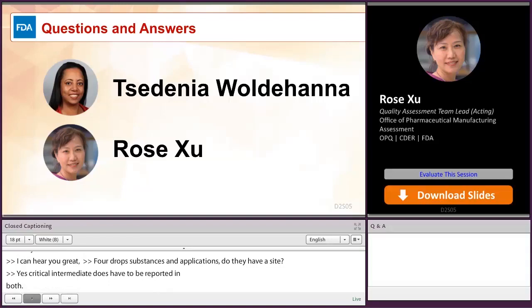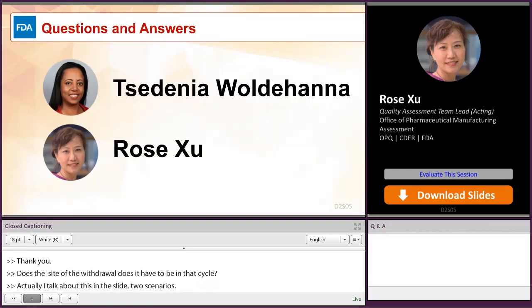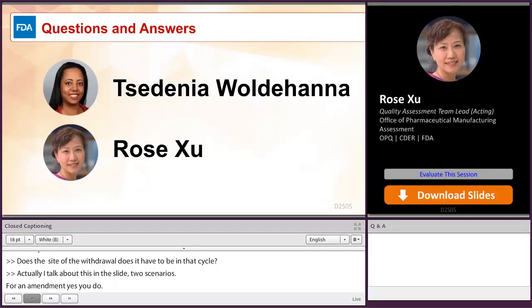Well, actually, I talked about this in my slides. So there's two scenarios. One, if it's for amendment, yes, you do. You need to, because this facility has not been approved yet in these applications. Even though it's withdrawal, you have to put all this withdrawal in the life cycle. However, if it's for the supplement, then it's a different way. You can only mention, submit it once in the supplement, and then you no longer need to do the same thing in the subsequent supplements anymore.